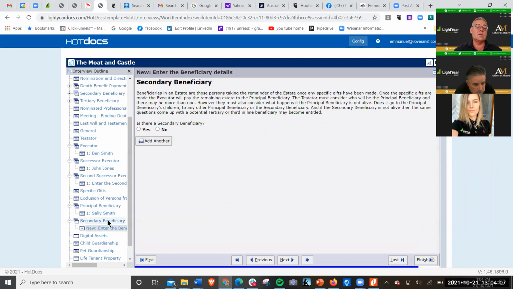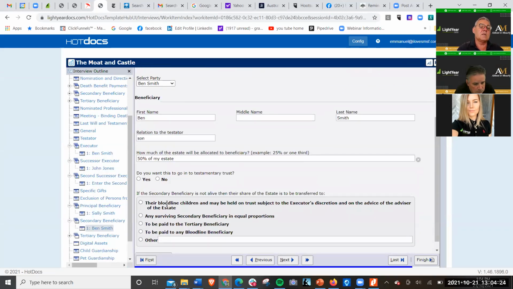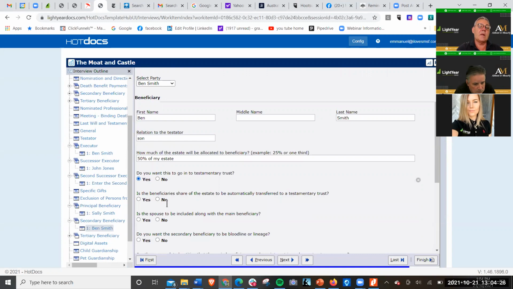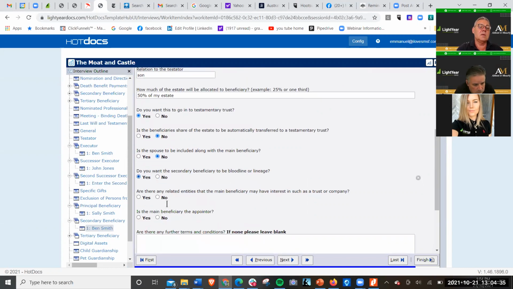Okay, then I can go down to secondary beneficiary. Is there a secondary beneficiary? Yes. I can go down the track and go Ben, son, 50% of my estate. Is this to go in a testamentary trust? Yes. Is it automatically? No. If it's not automatic, it means they don't have to put it in there. Is the spouse? No. Yes. No. Yes. So that's okay.